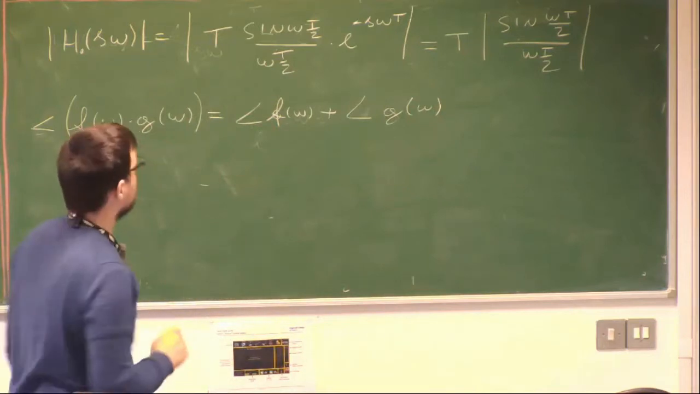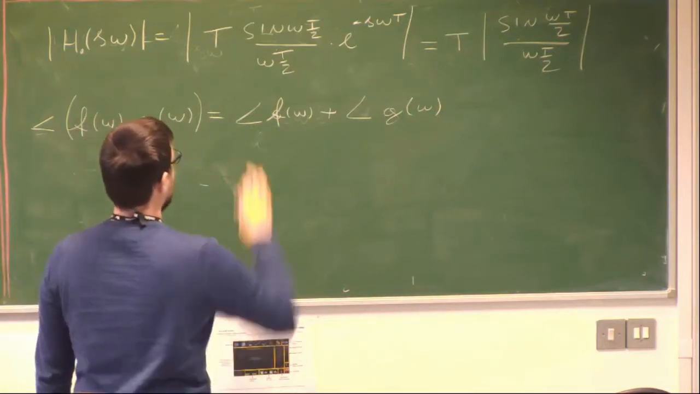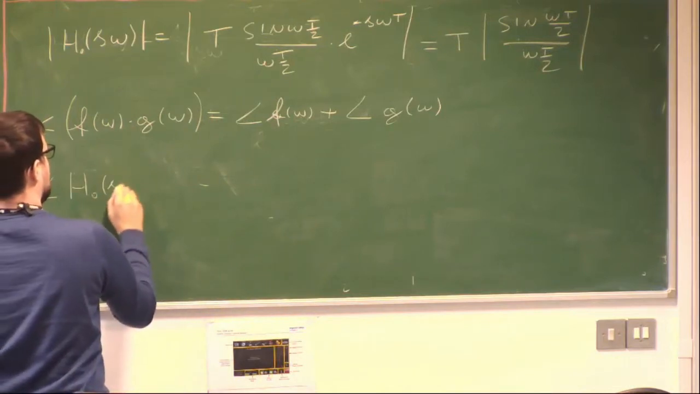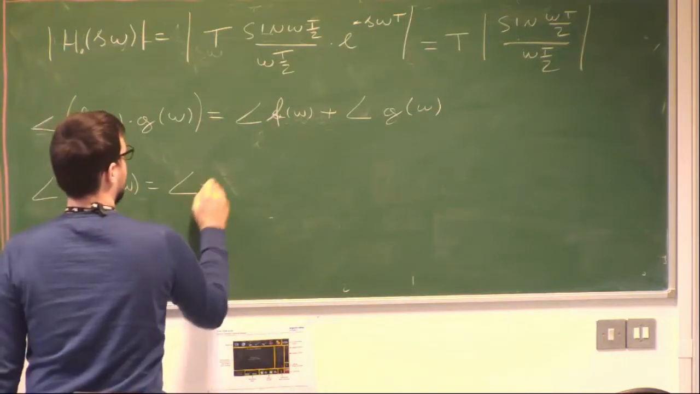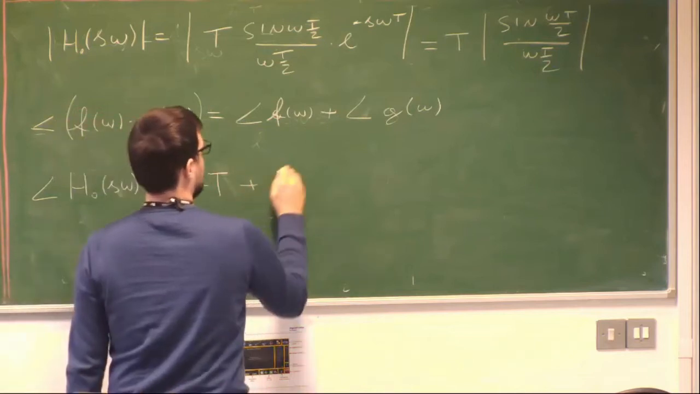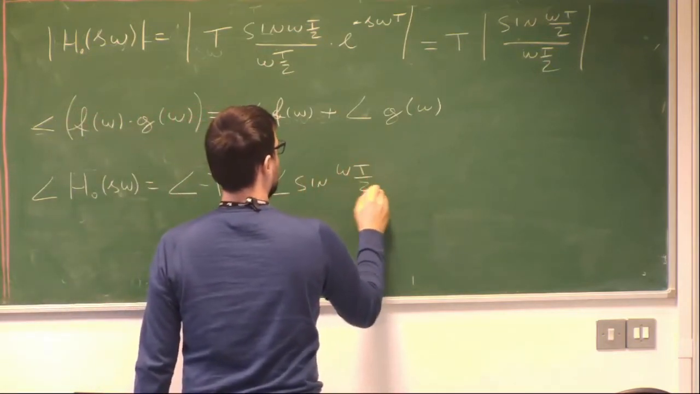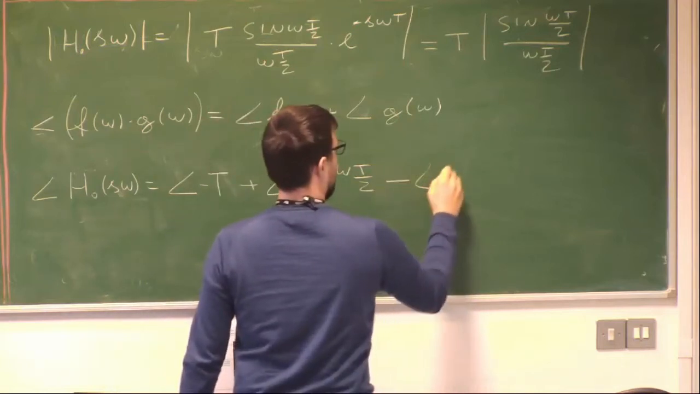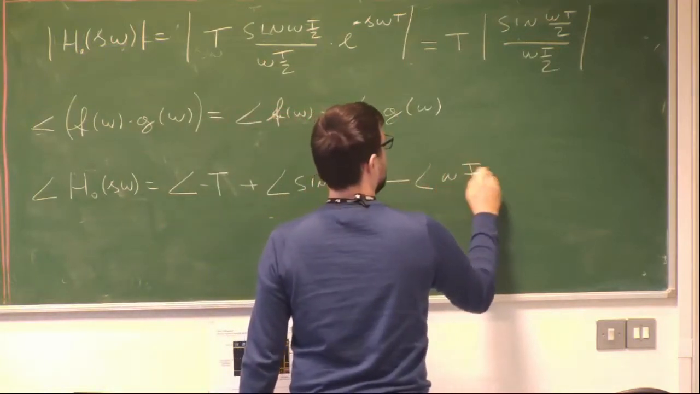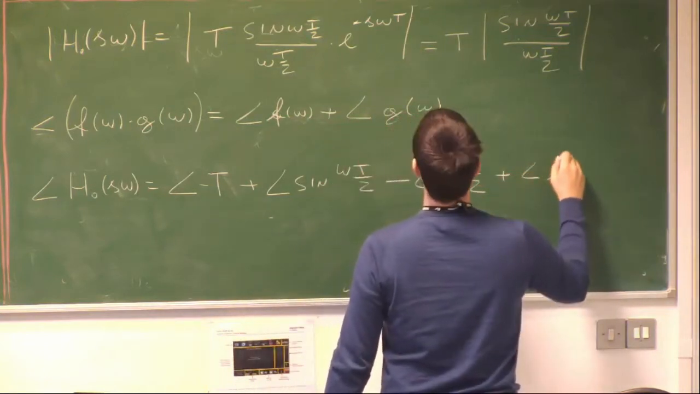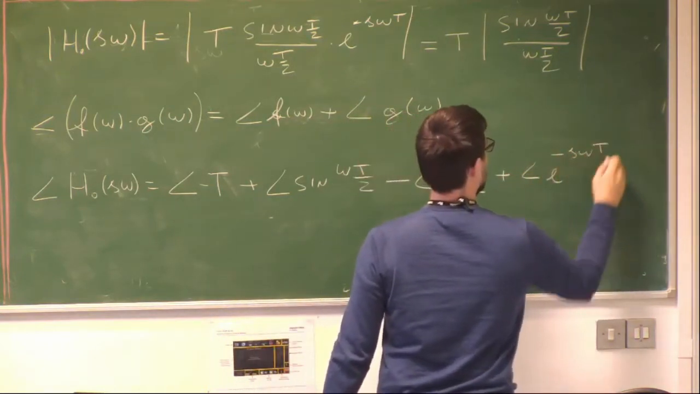So if we want to compute the phase of that function, the phase of H0 of j omega is equal to the phase of T plus the phase of sine of omega T over 2 minus the phase of omega T over 2 plus the phase of e to the power minus j omega capital T.